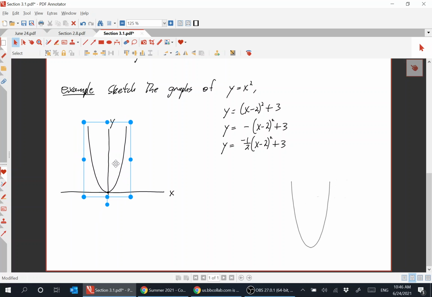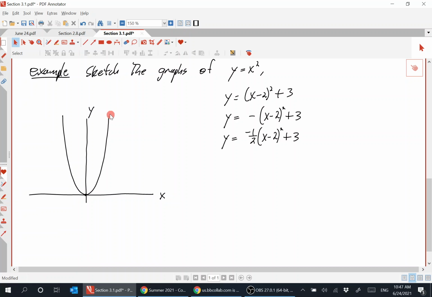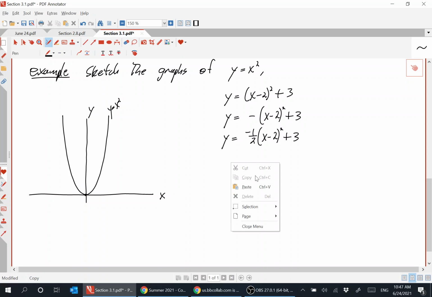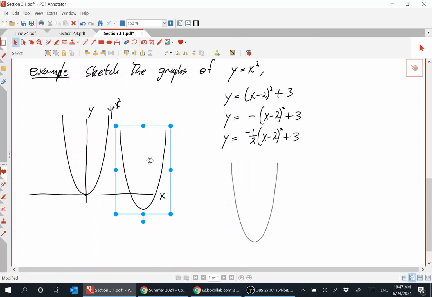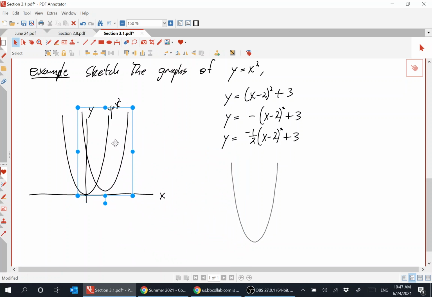So that's the standard one, y equals x squared. Now y equals (x minus 2) squared plus 3 is obtained from that by shifting to the right 2 units and up 3 units. So 2 and then 3, right about there.